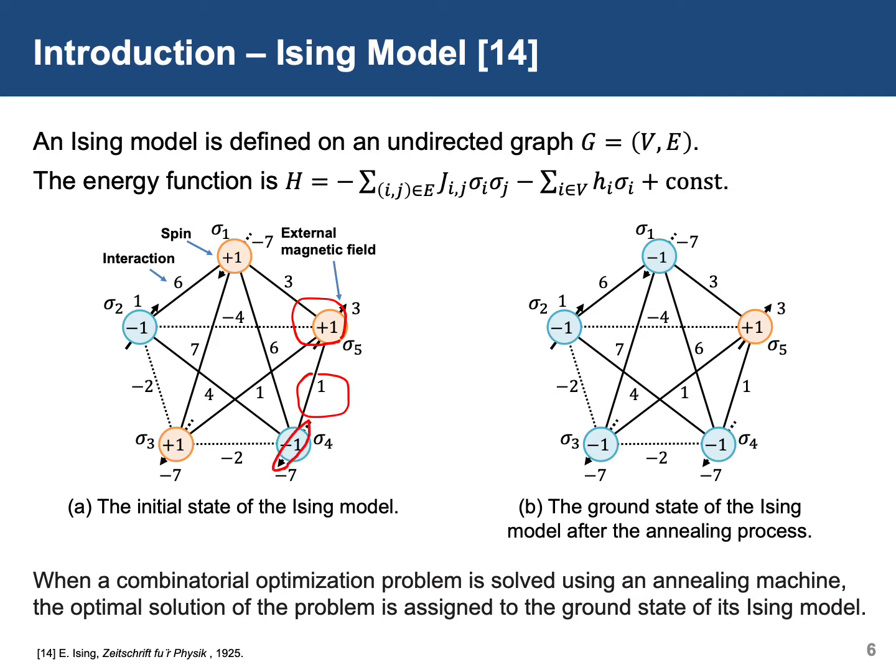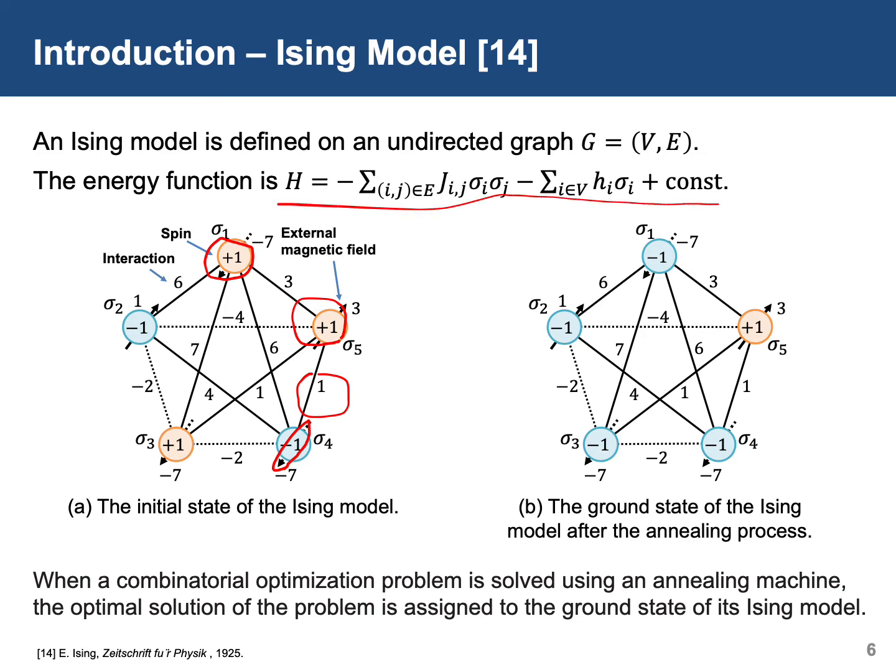A spin sigma i is defined at the vertex i. A spin has a value of either +1 or -1. The slide shows an example of the Ising model. The figure on the left is an Ising model with an initial state, and the figure on the right is an Ising model with a ground state. The ground state represents the state where the Ising model has the lowest energy. The energy can be defined as this equation.